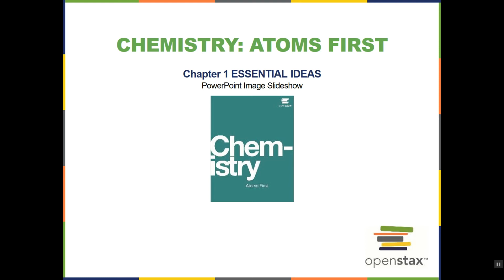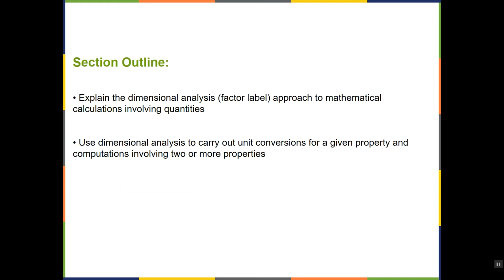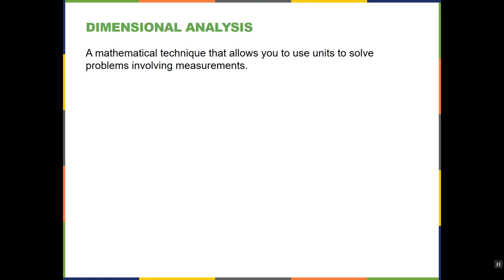Okay, so here we are in the last section of chapter 1, and let's get started with this. It is going to deal with mathematical treatment of measurement results. In this section, we're going to explain dimensional analysis, which is known as the factor label approach to mathematical calculations involving quantities. We're also going to use dimensional analysis to carry out unit conversions for a given property and computations involving two or more properties.